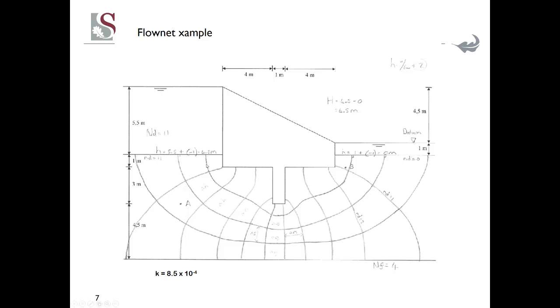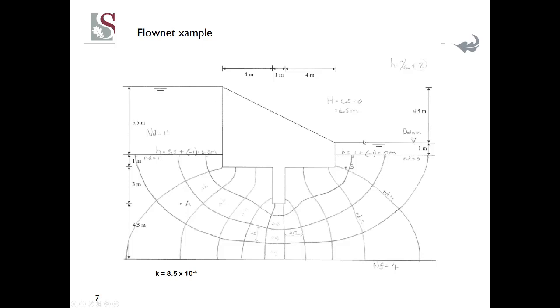As you can see, the flow lines follow more or less the structure and become flatter and flatter as you go further down, and your equipotential lines are more or less equally spaced. They must intersect at 90 degrees, so if the flow line is doing this, your equipotential line must still intersect it at 90 degrees, and that's why you need to play around when you draw it.